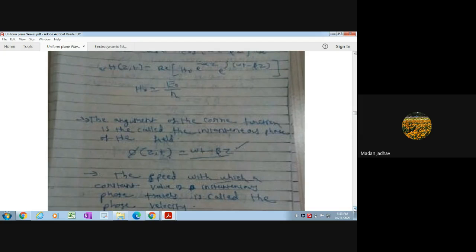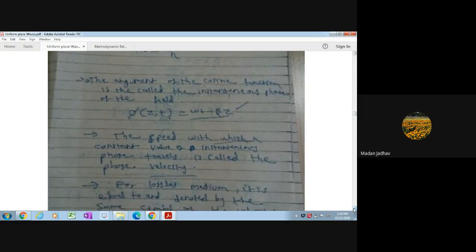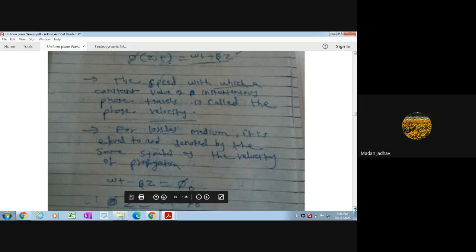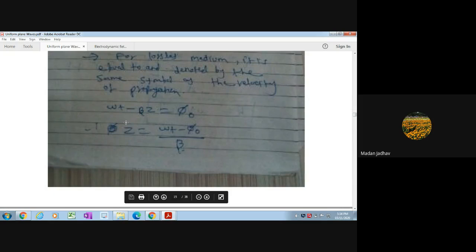Now here we have to see the concept of the phase velocity. If you see, the cosine function is called the instantaneous phase of the field, and this phase, which is a function of z and t, is omega t minus beta z. Now this phase is moving with respect to time. Therefore the phase velocity we can find out for the lossless medium, that is, the distance covered per unit time, means the velocity.